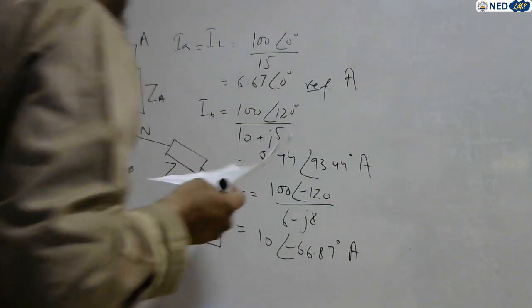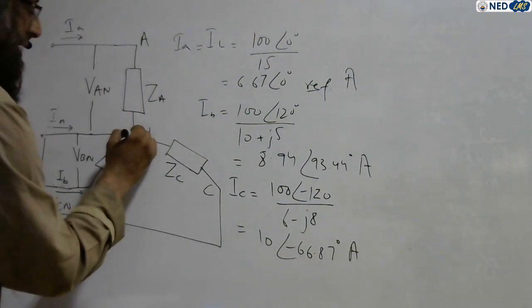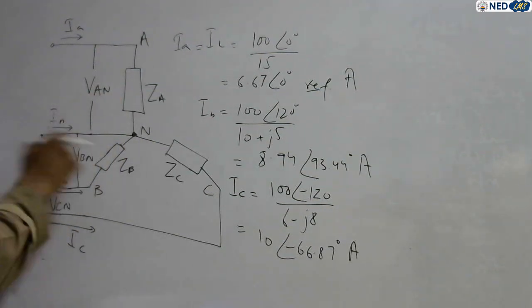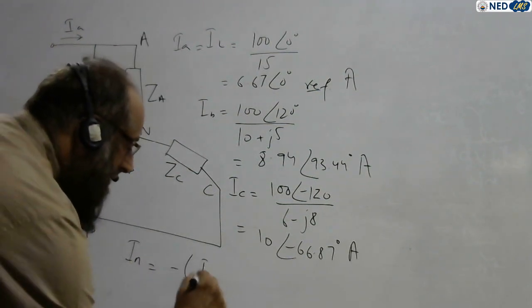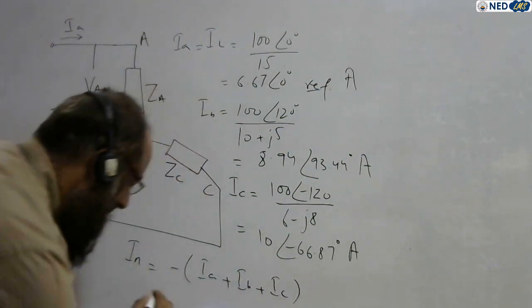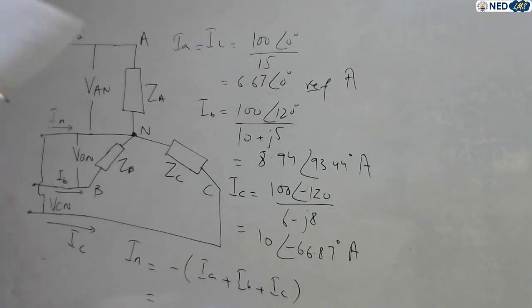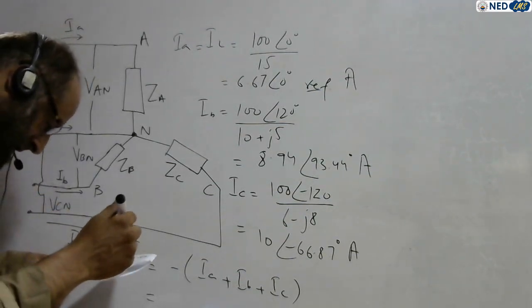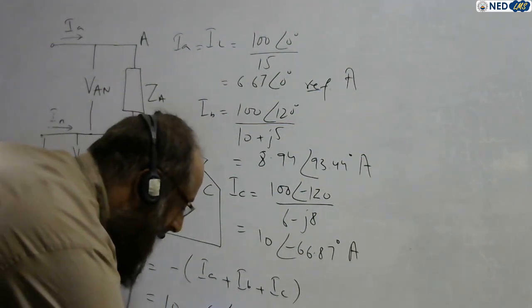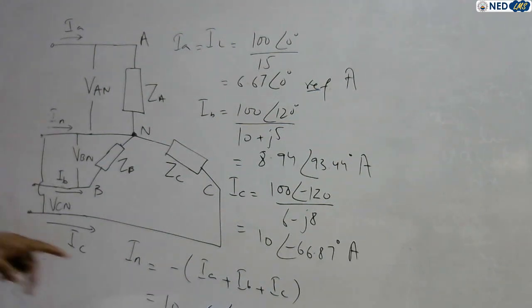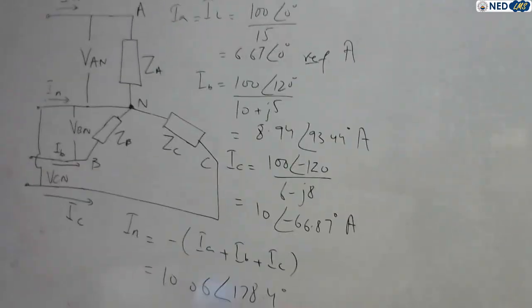If you apply Kirchhoff's current law, this one is the neutral node. What is Kirchhoff's current law? Current entering is equal to current leaving, or the algebraic sum of all entering and leaving currents is equal to 0. So the neutral current is minus of IA plus IB plus IC. We just calculate all these currents, put in the values, and you will get 10.06 angle 178.4. See, the neutral current is not zero because the network is unbalanced.